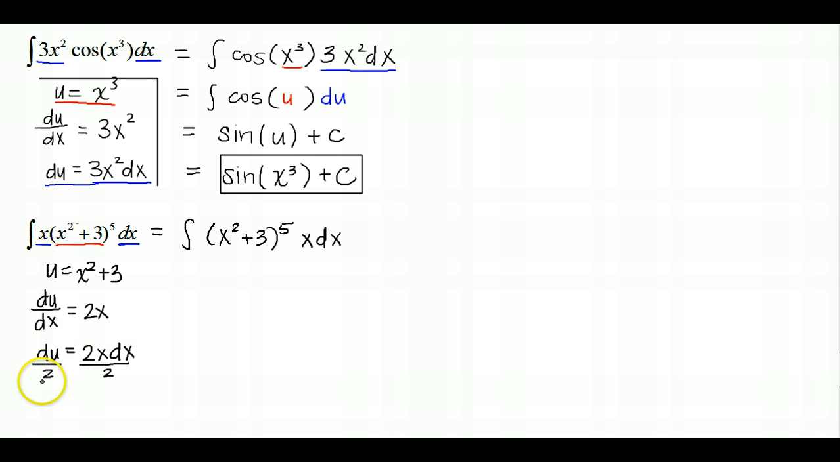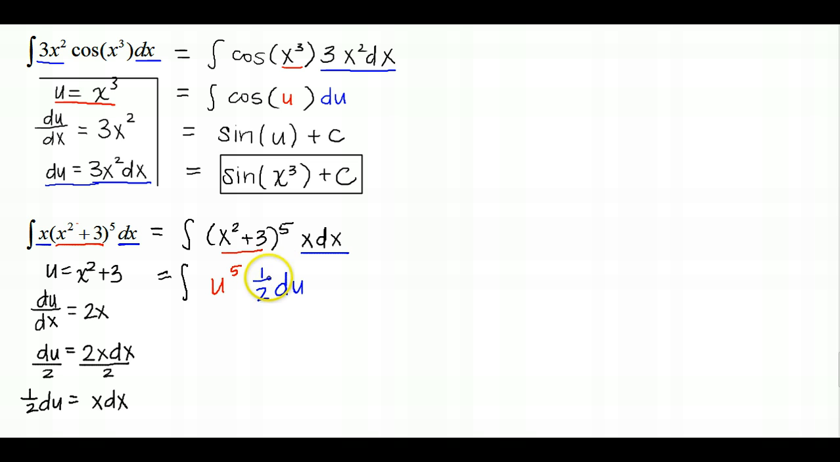So what I then have is 1/2 du equals x dx. So now I can go ahead and make my substitutions. So this is going to become the integral of, well, x squared plus 3 to the 5th power will now become u to the power of 5. But now x dx, this portion here, is exactly 1/2 du. So now I have the integral of u to the 5th times 1/2 du.